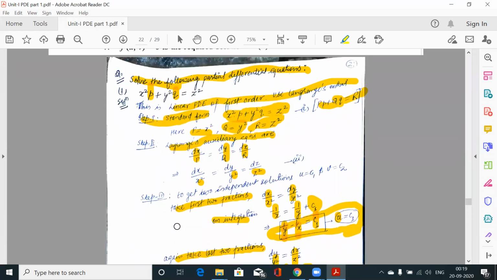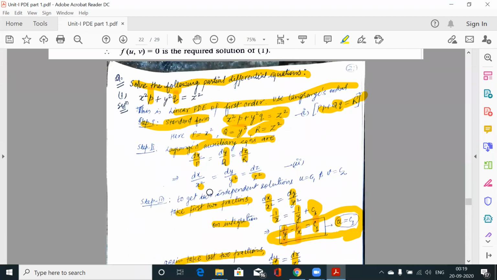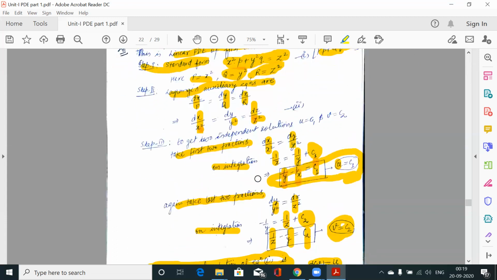Now, what is to notice here is that we have three possibilities: the first comparison, second comparison, and the third comparison. This fraction is equal to this fraction. So this is also possible. Meaning one can use first and second, second and third, or first and third. The choice is yours. Anyhow, we have to find two integrations. So students may take the fractions as per their convenience. Whatever they find easy to integrate, they can use those fractions.